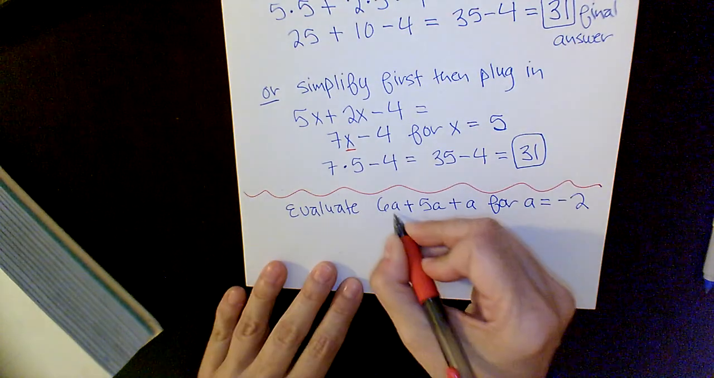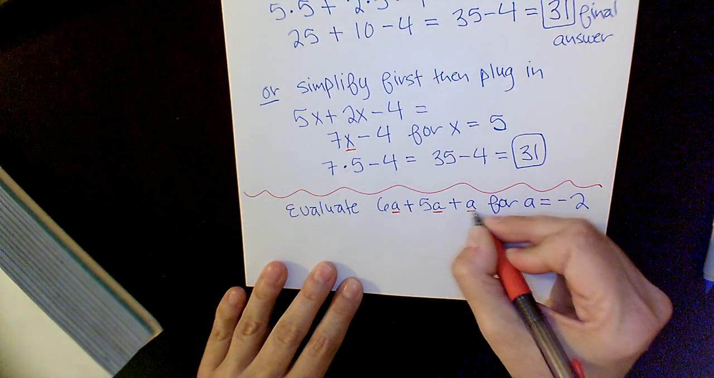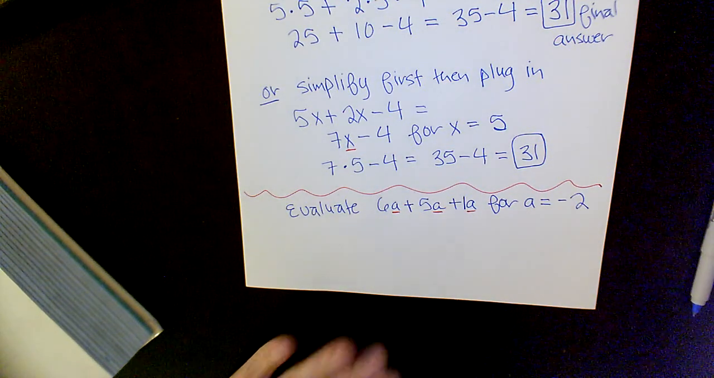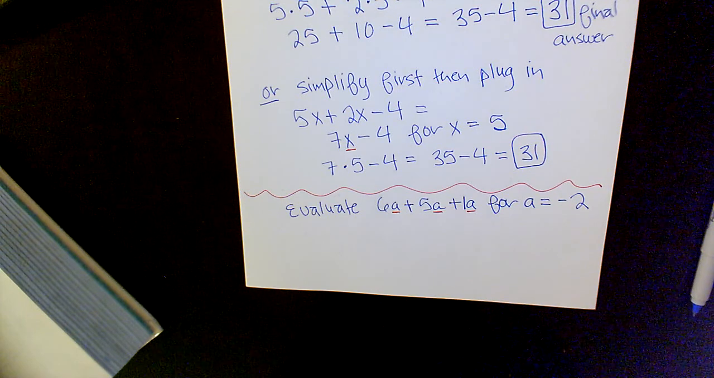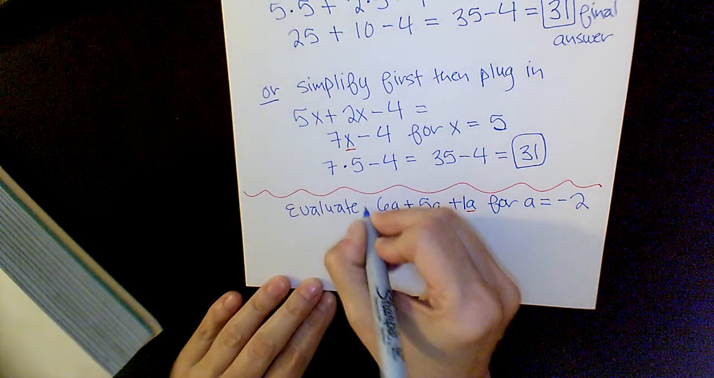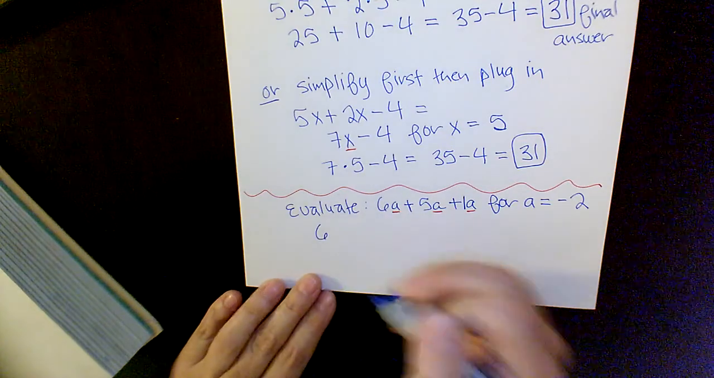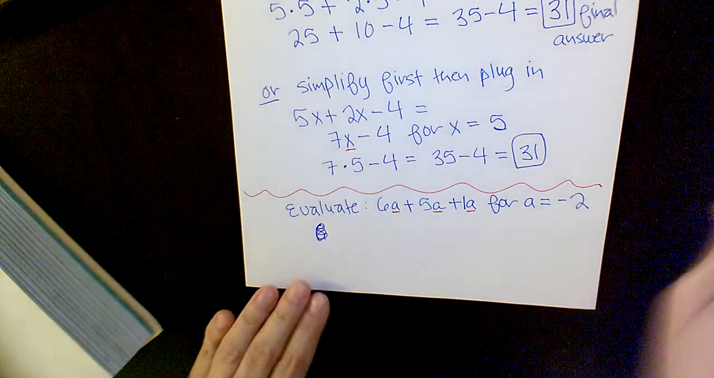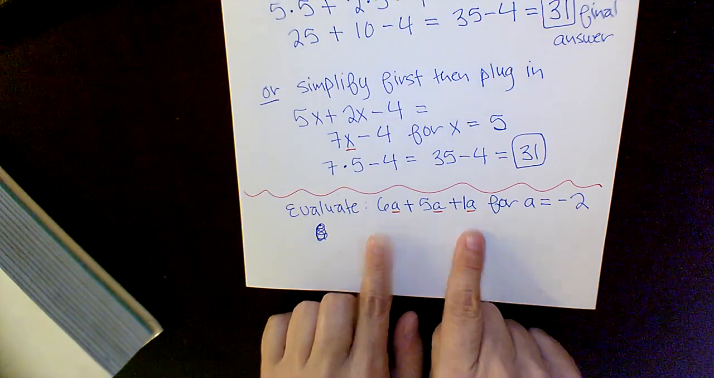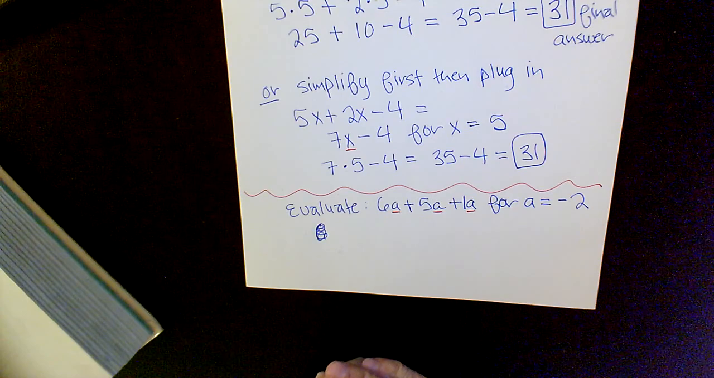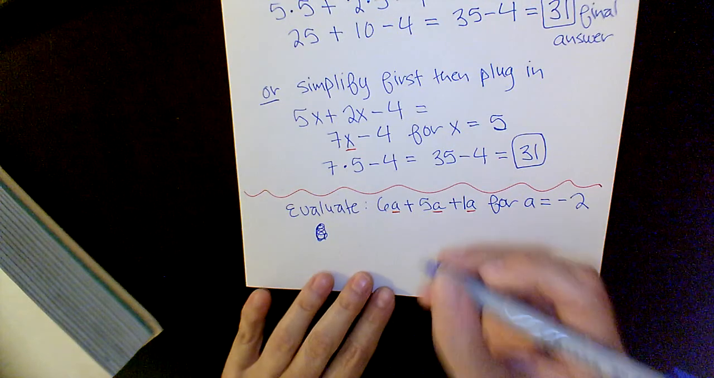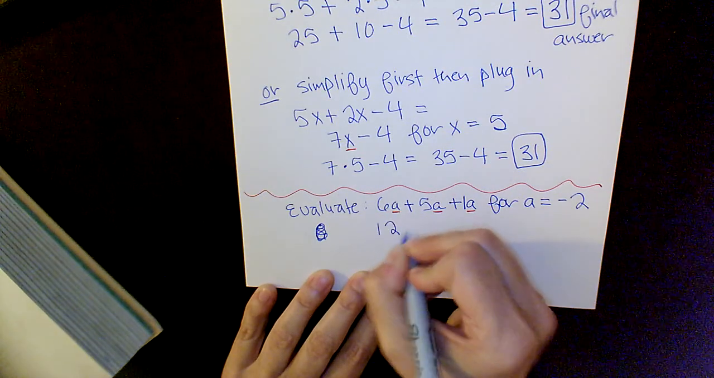Okay, so wherever there's an A, and if you need to put a 1 here, you can. Just a single letter means it's just 1A or 1B, whatever. And -2 is going in. Ooh, you know what? Before I do that, I'm going to do this the second way. I've got 6 A's, 5 A's, and 1 A. What's 6, 5, and 1? That's 12, right? So I've got 12A.